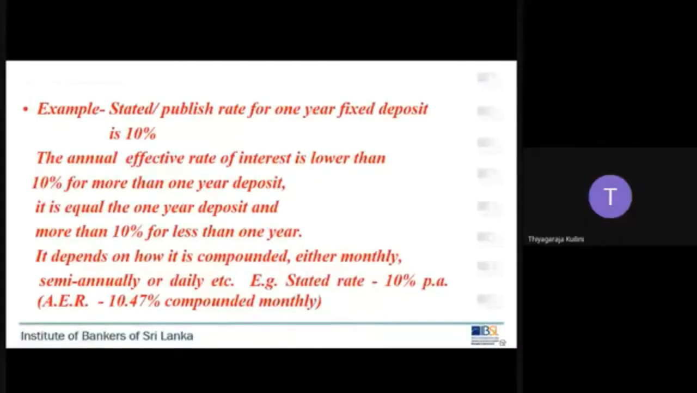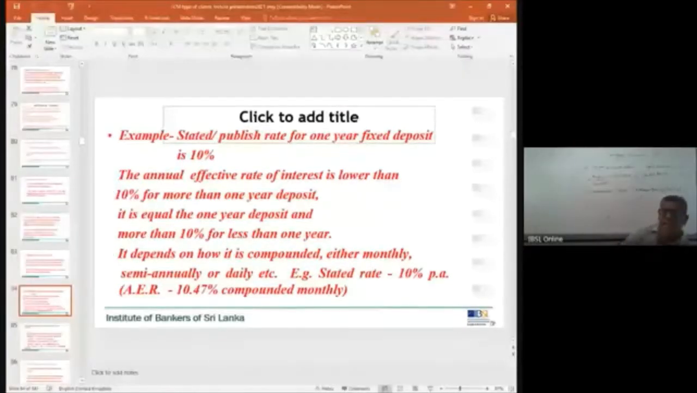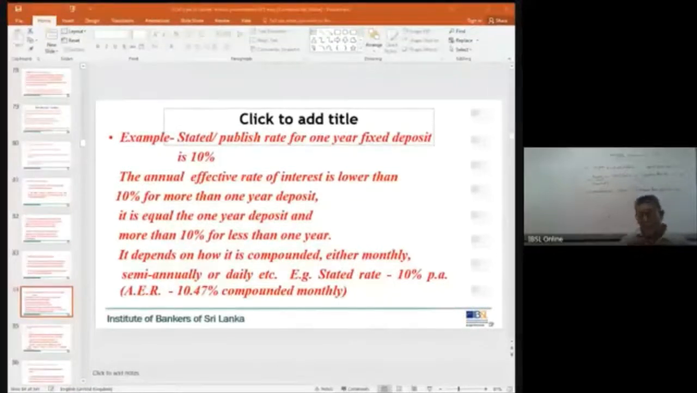The first one is, sir, one year interest rate equal to? Say we declare a normal one year annual rate, and the normal interest rate is 10%. If you're going for a one year fixed deposit, the annual effective interest rate is equal to the normal interest rate. I mean 10% normal annual rate, the effective rate is also 10%.